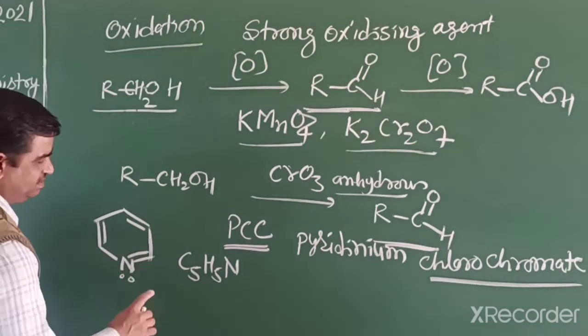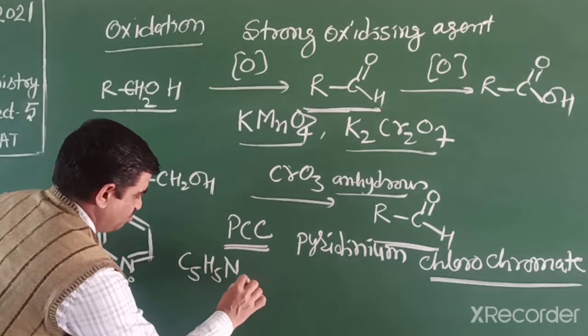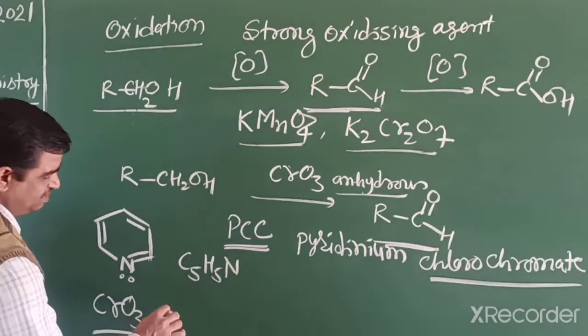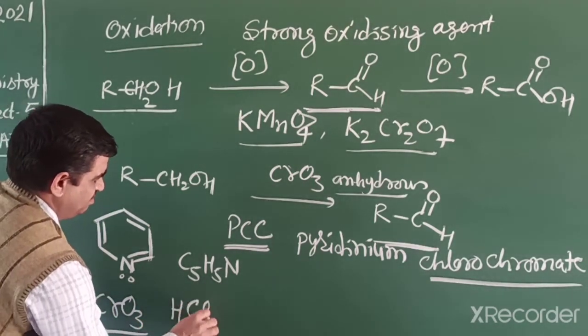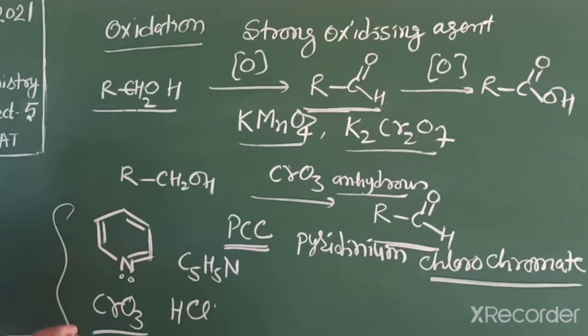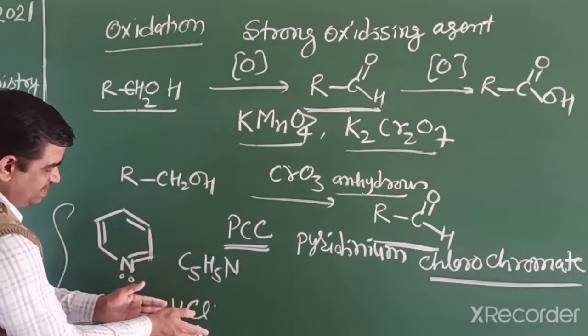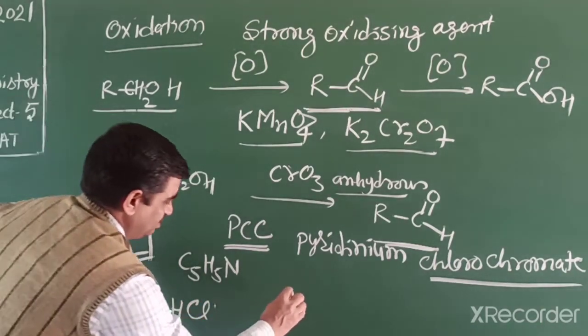The other reagent in this is chromium trioxide, or chromic anhydride. The third reagent is HCl. When we combine these three reagents, pyridine, chromium trioxide and HCl, they form a salt. How can they make it? Pyridine acts as a base and this one is an acid, so they form a salt like this.